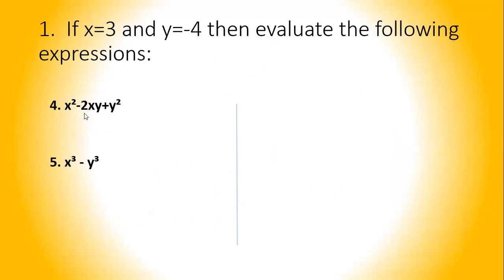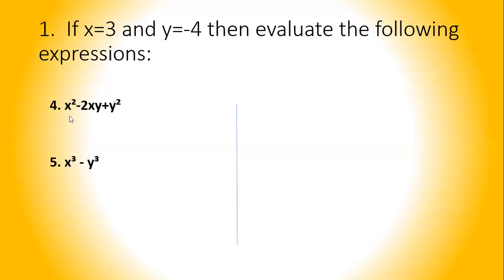Now look at question 4, everybody. Again, read the question properly. If x equals 3 and y equals minus 4. It's very important to look at the values given in the question. If you put the wrong value, for example, if y is minus 4 and you put the value of y as 4, your whole answer will be wrong. So please look at the values carefully.